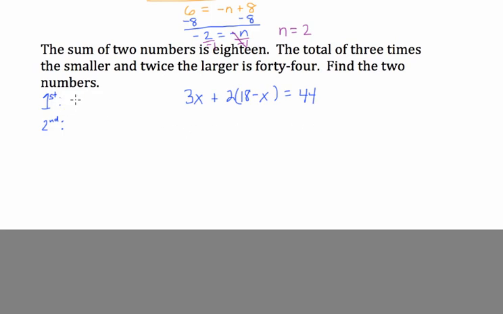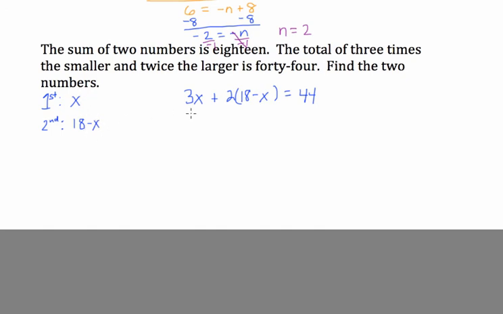We have a smaller number and a larger number. Let's name our smaller number x. Then our larger number, how can we name that? Well, the 2 numbers total to be 18. So if the first one's x, the second one is 18 minus x.